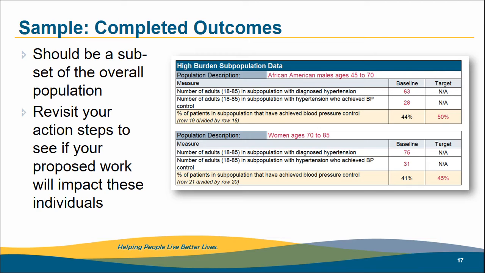So you go through that same baseline data collection and then utilize that as a way to set targets. So again, for this particular clinic, 44% of African American males between the ages of 45 and 70 with hypertension have achieved blood pressure control. Their goal through the project period is to increase that so that 50% of that population have achieved blood pressure control. And then for women ages 70 to 85, they started at 41% and hope to achieve the 45% goal by the end of the project period.